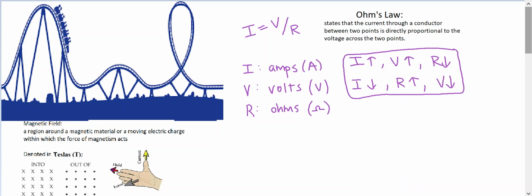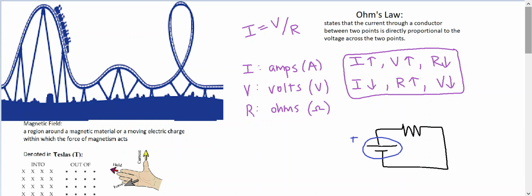So usually when we see a circuit, it's drawn out a little something like this. This is a very simplified version of a circuit. Here, these two lines are representing the battery. The longer line denotes the positive side of the battery. The shorter line is the negative side of the battery.